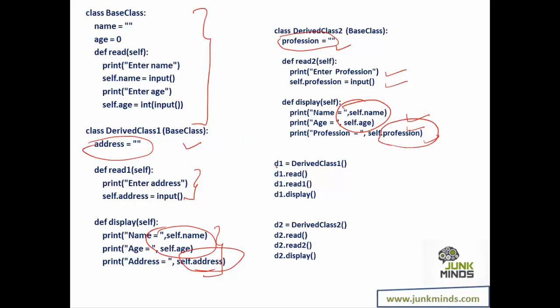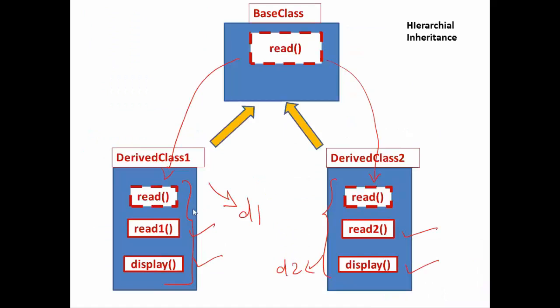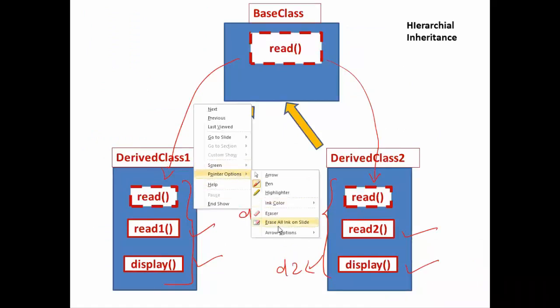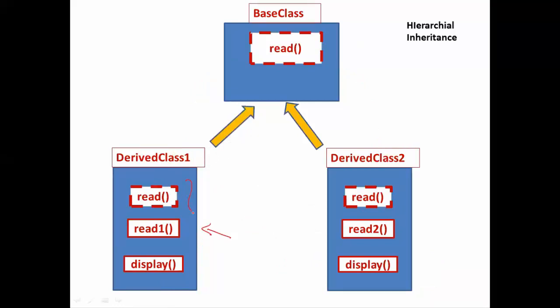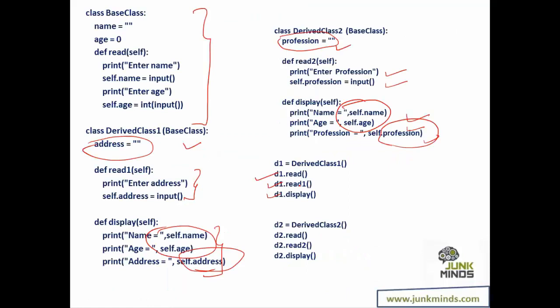Now, I create an object of derived class D1. So D1 dot read, the base class's method, read1, display1. So basically, when I create an object of this class, I can call these methods: read, read1, and display1. If I create an object of this class, I'll be able to call read, read2, and display. And that is what we've done. Read and display are base class methods, which derived class 1 is using and derived class 2 is also using. This is how it works. So this is your hierarchical inheritance.